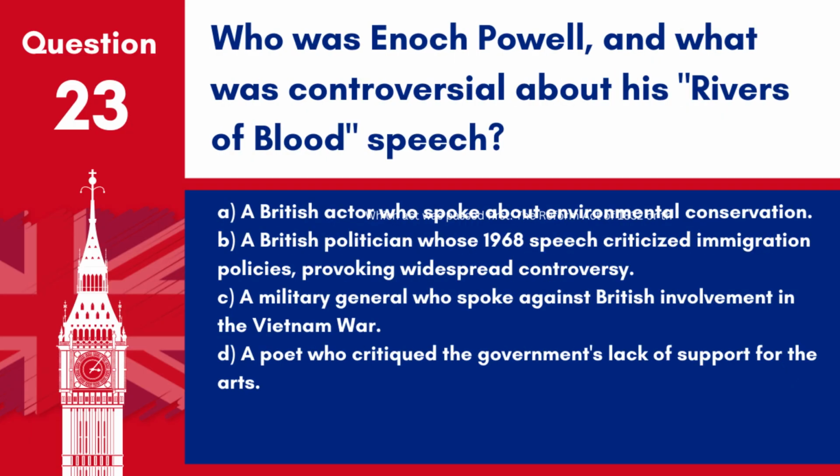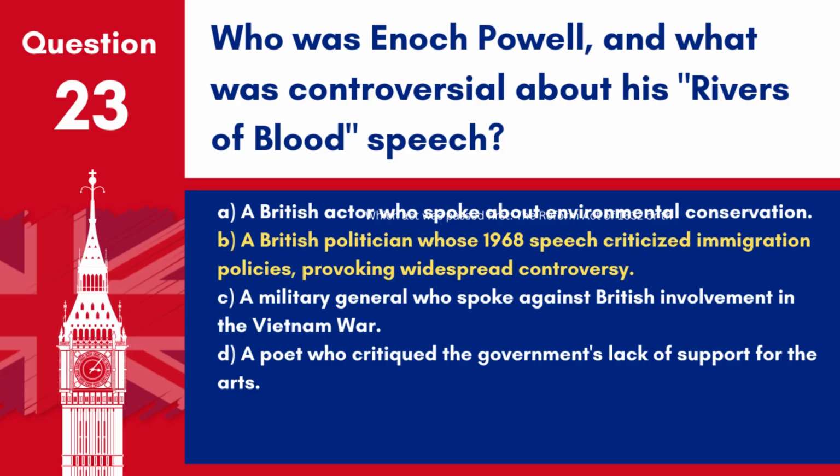Question 23. Who was Enoch Powell, and what was controversial about his Rivers of Blood speech? A. A British actor who spoke about environmental conservation. B. A British politician whose 1968 speech criticised immigration policies, provoking widespread controversy. C. A military general who spoke against British involvement in the Vietnam War. D. A poet who critiqued the government's lack of support for the arts.